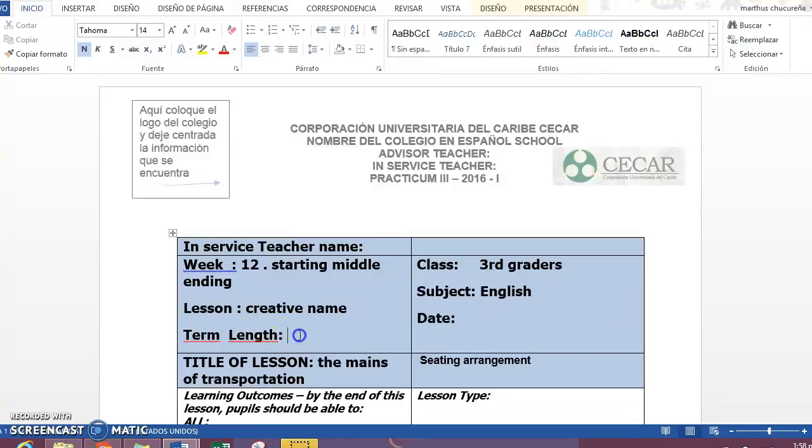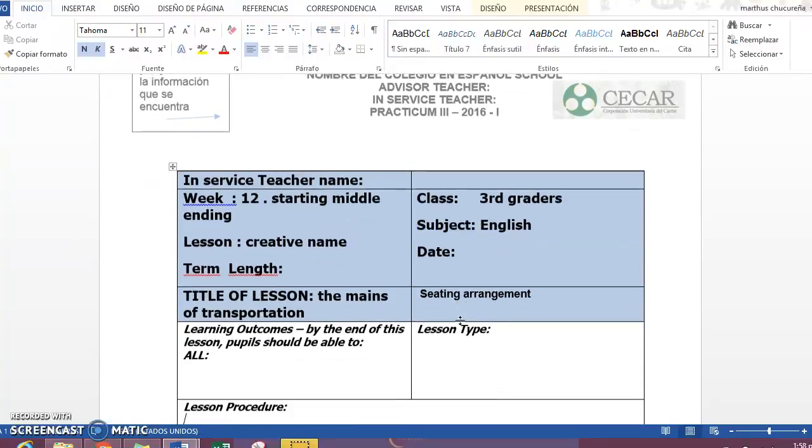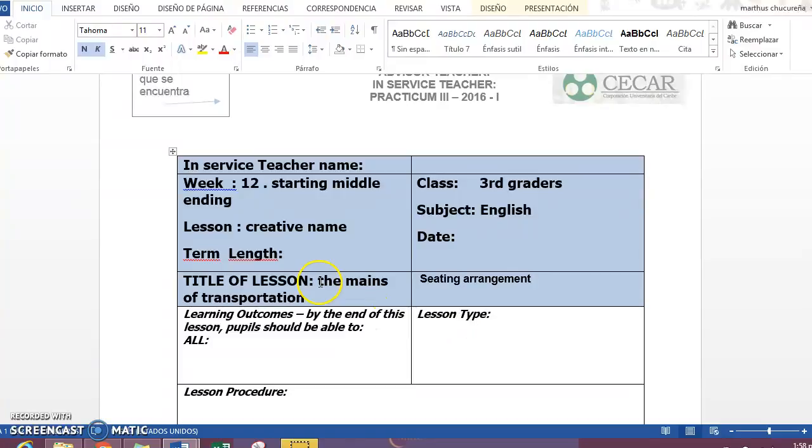Third is going to be the time you're going to spend doing the lesson, and the current date. Remember, for example, we have here one example, the means of transportation. In the setting arrangement, you can see more about setting arrangement in chapter 3 of How to Teach English from Jeremy Harmer, or also in our OVAS course material.